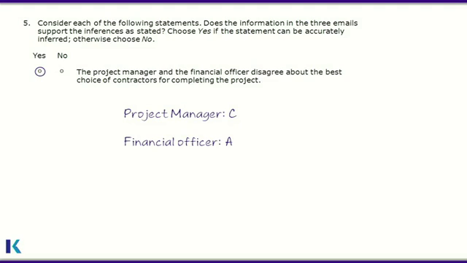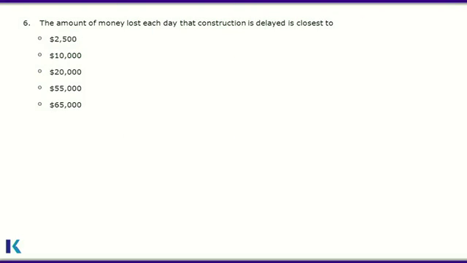Multi-source reasoning problems will generally have several questions associated with the same information, and this is no exception. This multiple choice problem asks about the cost of delaying the construction. Take a look. By now, you can expect that you'll need to find information in multiple emails to answer this question. Looking at your notes, you see that the delay costs are discussed in both the second and third emails.